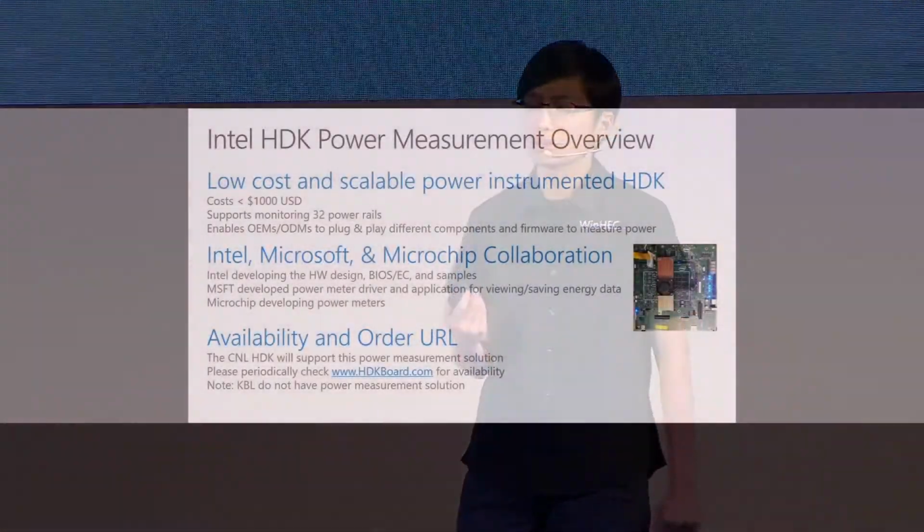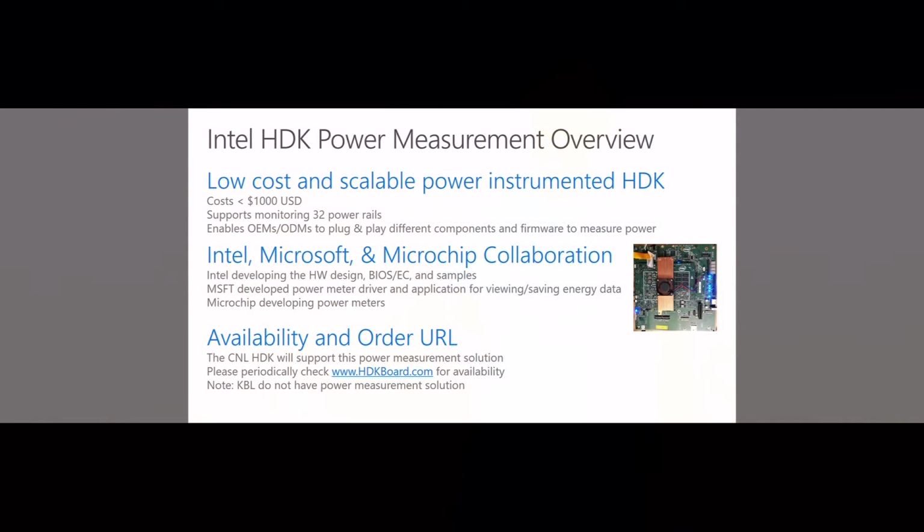Intel, Microsoft, and Microchip partnered to develop precise power measurement solutions that cost less than $1,000 USD and are capable of monitoring 32 rails. Intel developed the hardware design, BIOS or EC, and samples. Microsoft developed the power meter driver and applications for viewing or saving energy data. Microchip developed the power meters. There are a total of 8 power meters on this HDK.